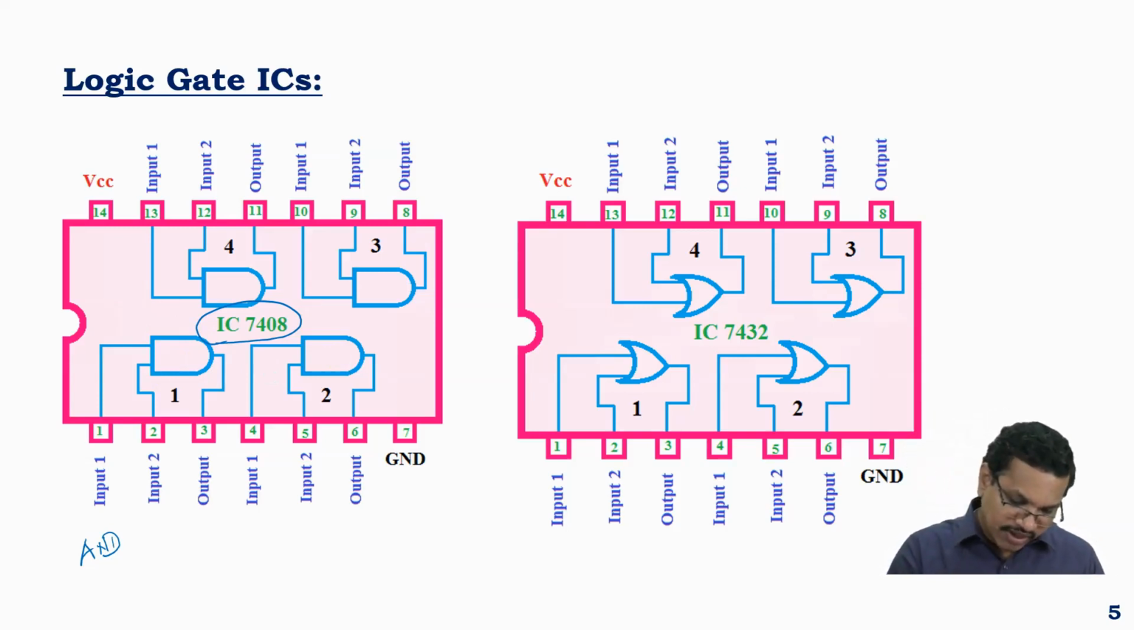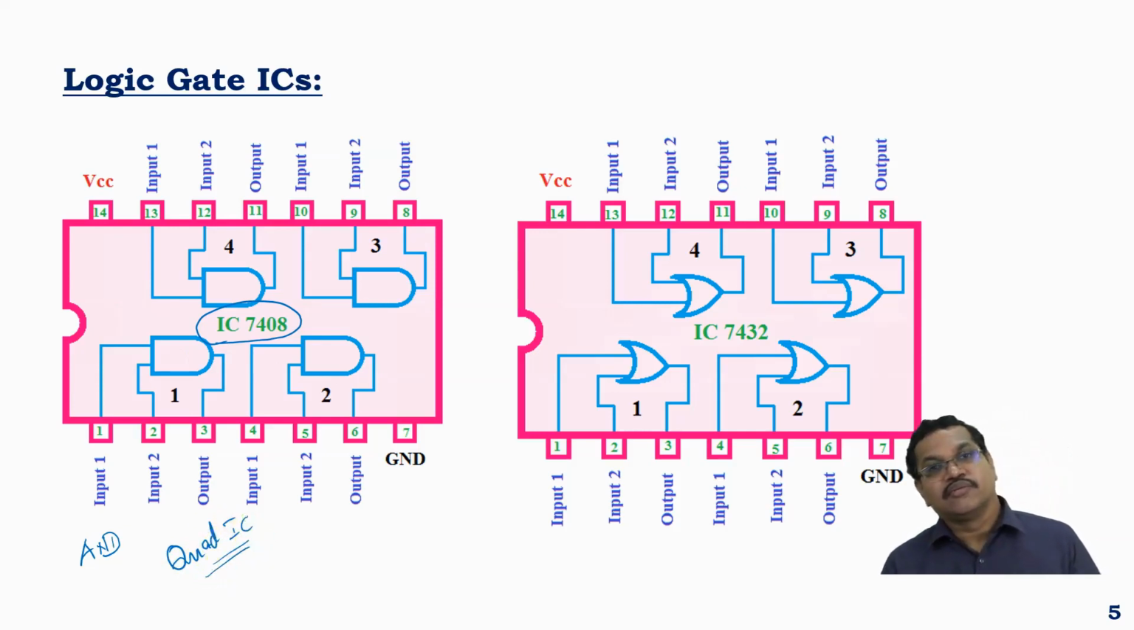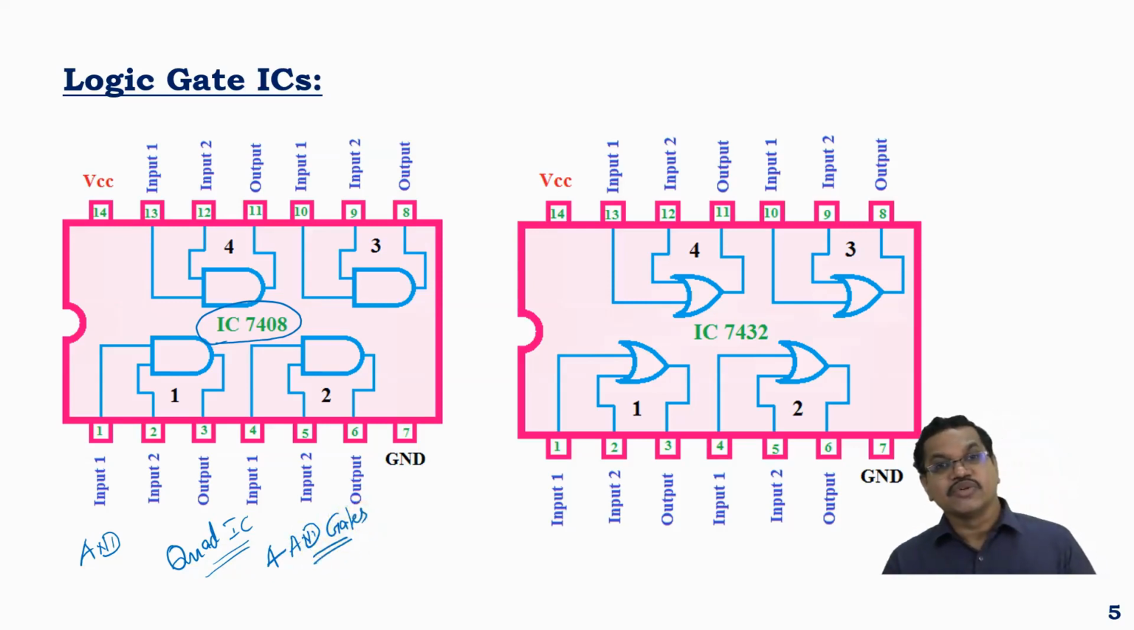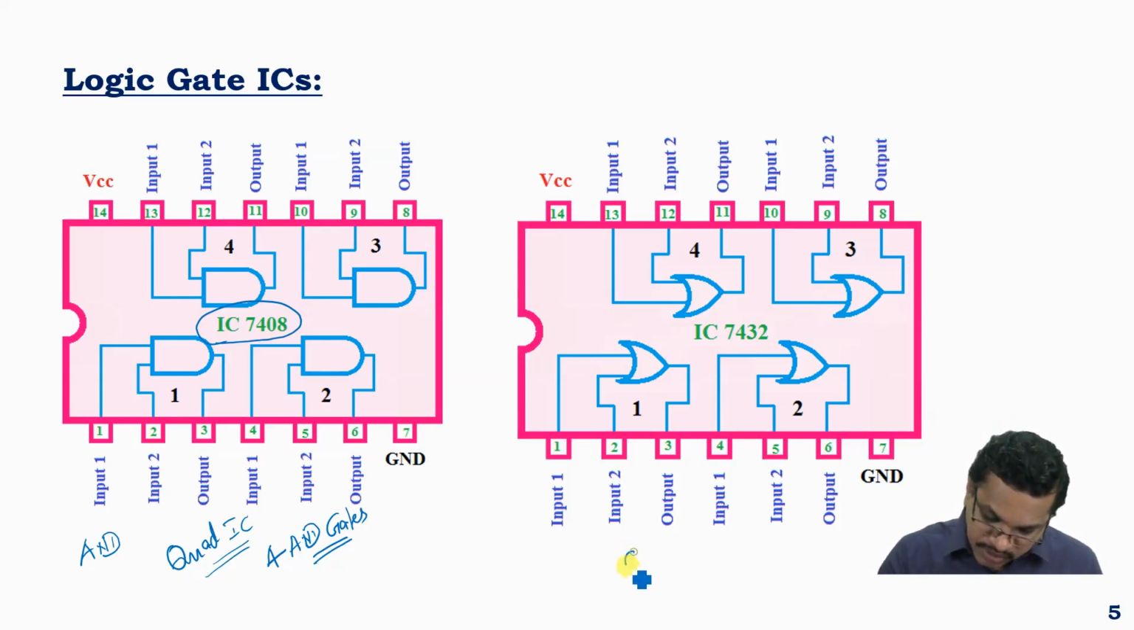So this is often called as a quad IC, because there are 4 AND gates inside one IC 7408. Previously we had come across 6 NOT gates, whereas this will give us 4 AND gates, 7408. 7432 is the OR gate.